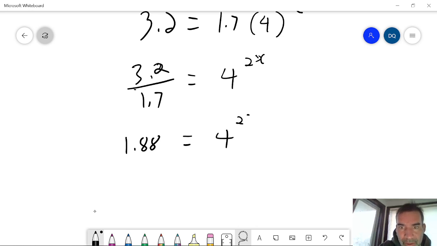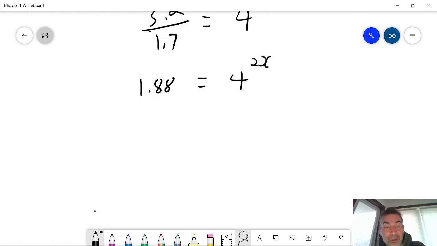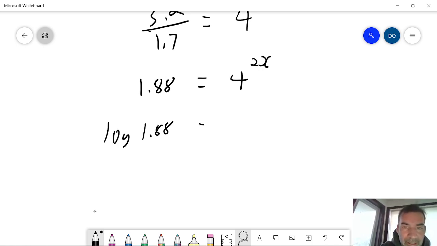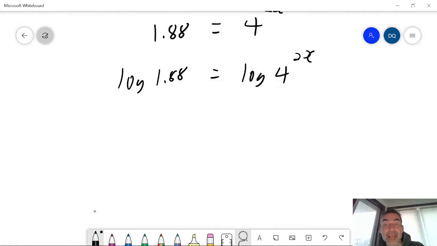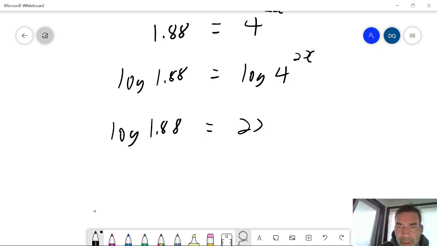1.88 is 4 to the 2x. Now I can take the log of both sides. So the log of 1.88 is equal to the log of 4 to the 2x. Now I can bring that exponent down. So the log of 1.88 is equal to 2x times the log of 4.